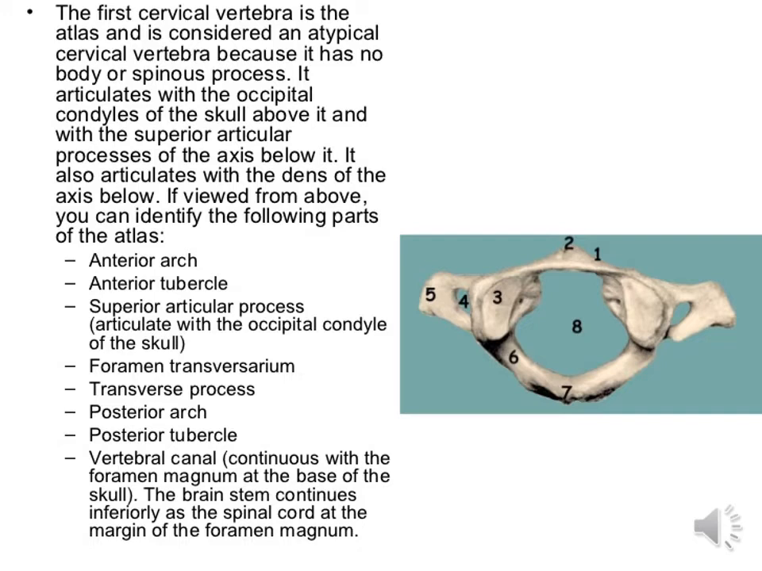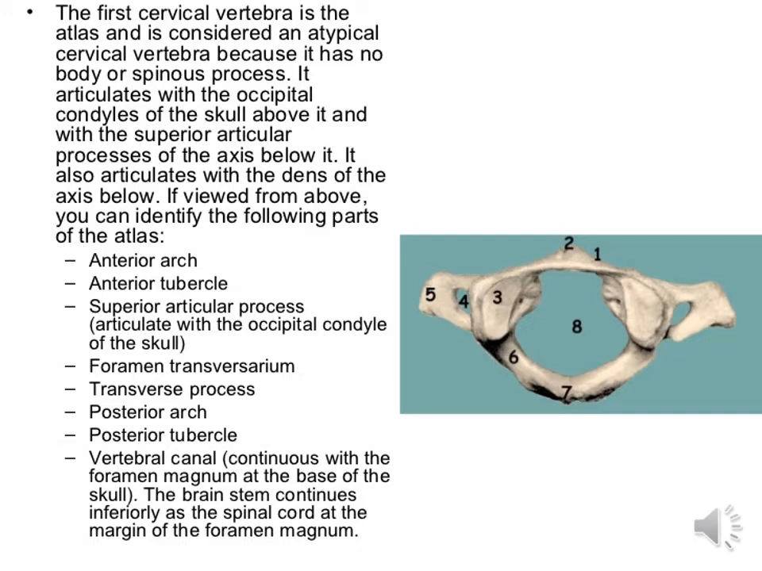It articulates with the occipital condyle of the skull above and with the superior articular process of the axis below, the second cervical vertebra. It also articulates with the dens of the axis below. If viewed from above, you can identify the following parts of it. This figure shows the parts of the atlas vertebra. Number 1 is anterior arch. Number 2, anterior tubercle. Number 3, the superior articular process articulating with the condyle of the skull. And below it, the inferior articular process that articulates with the second cervical vertebra.